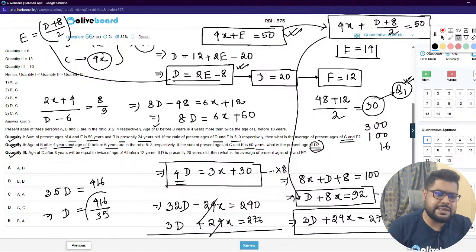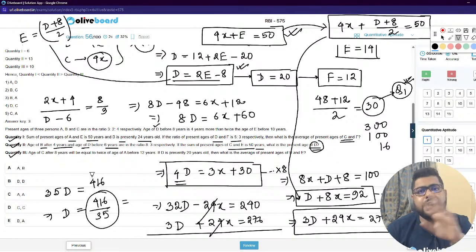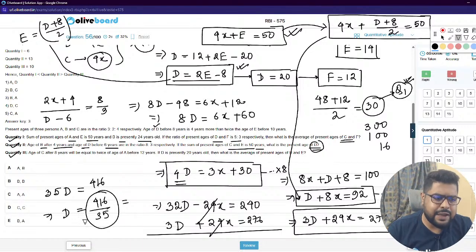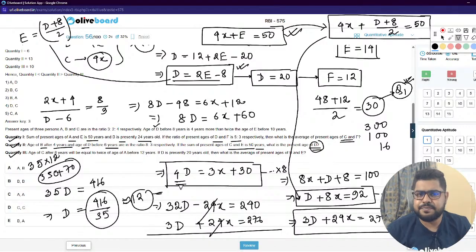I don't think we can cancel it because it will be a fraction. But again, at least let's have an idea, because I just need to compare. I don't need the exact value, because I need whether it's greater or less. So 35 into 10, it is around 12, I guess. 35 into 12, 350 plus 70. Yes, sir, it's around 12. It is around 12 something. So Q2 is around 12.